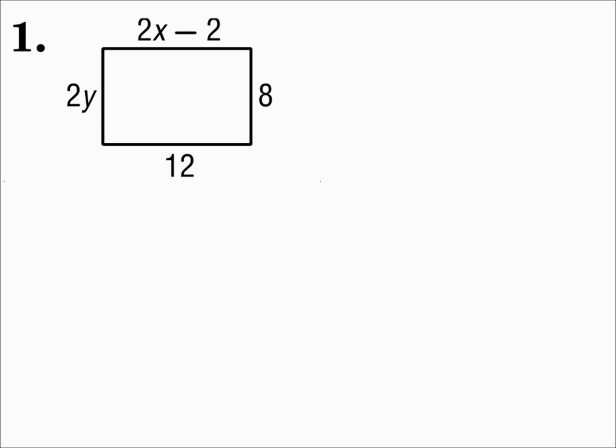Start with the x's first. You have two opposite sides, 2x minus 2 and 12. Those are equal to each other. Solve for x. Add 2 to each side.